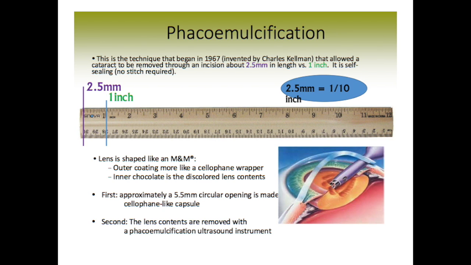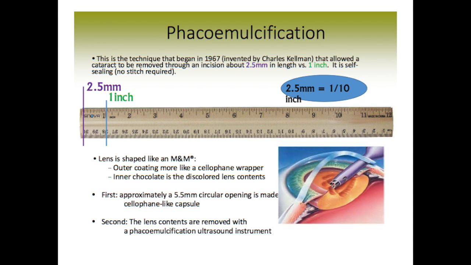In 1967, Charlie Kelman, a young surgeon at that time practicing in New York City, invented the technique of phacoemulsification. The story goes that he was getting his teeth worked on, and the dentist was using ultrasound to clean his teeth, and he jumped out of the chair and said, "I got it," and he then said, "I'm going to use that to try to dissolve the lens instead of removing the lens in its entirety."